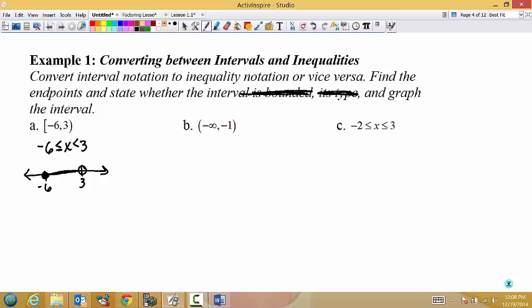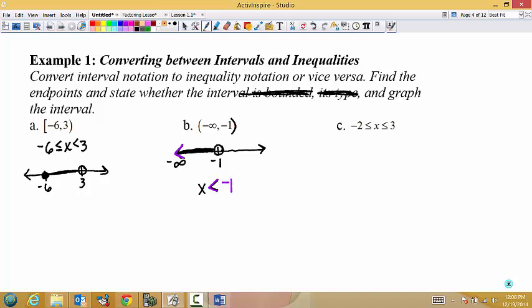Negative infinity to negative 1. If I graphed it first, negative 1 is here. It would be an open circle because it's a parentheses. Negative infinity would be here, so it's shaded this way. And that's x is less than negative 1, because the arrow on the number line and the sign always match.